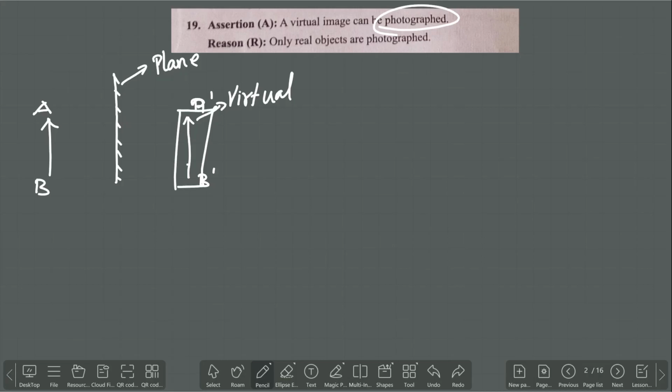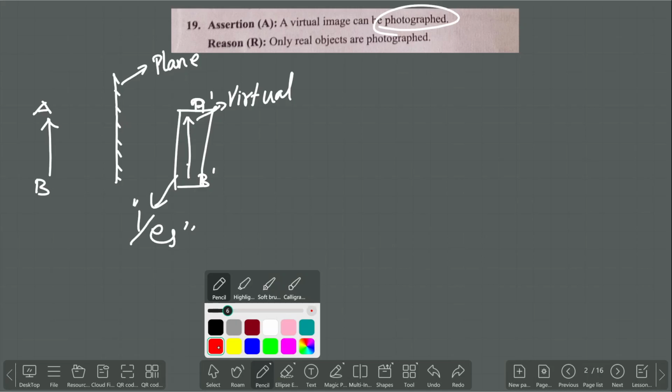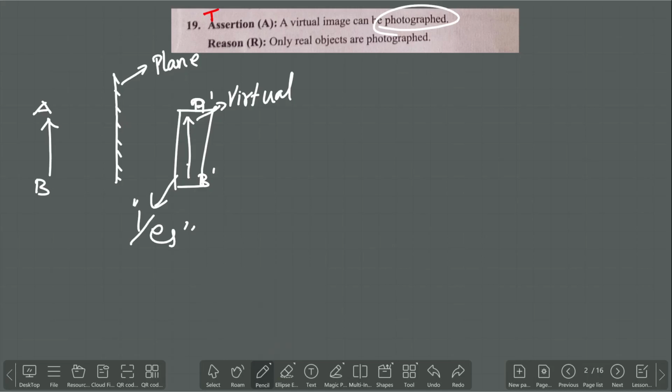That is the question. The assertion says: a virtual image can be photographed. That means, can we capture this image or not? Yes, we can capture. So we can conclude that the assertion is true.